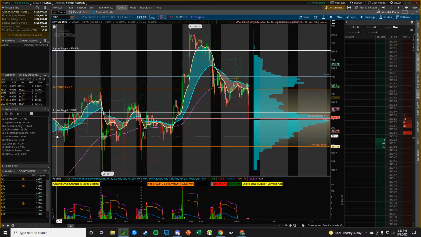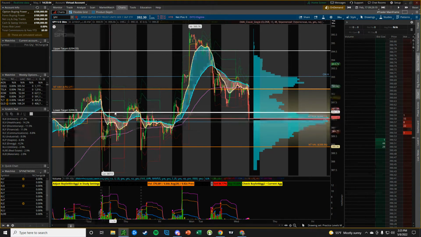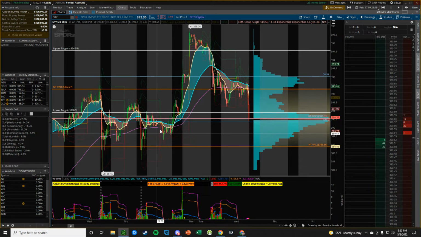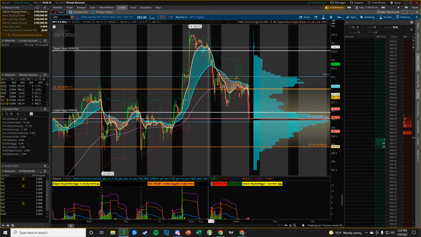All right, so sure enough, we got into the pop-up. We can definitely see that there was the sideways action going on here for a couple days. Looks like the value low held pretty strong. Yeah, look at that. I was right.